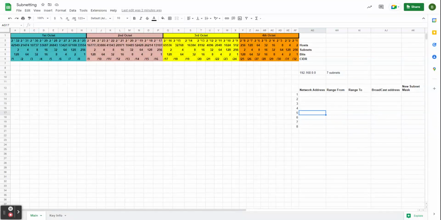Okay, so in this video, I'm going to go through fixed length subnetting. I'm going to make some assumptions at this stage that we know how to convert binary to decimal and decimal to binary. So this spreadsheet, what we've got in front of us here, is essentially a representation of a subnet mask.